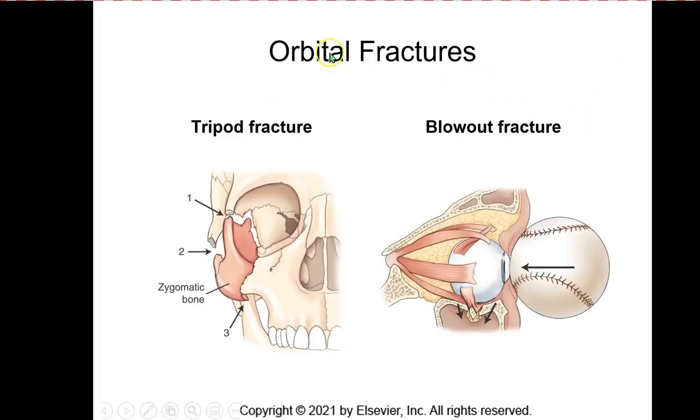So one thing that we won't discuss in the skull pathology lecture are orbital fractures. So I want to discuss those here. There's a few fractures involving the orbits to be familiar with.